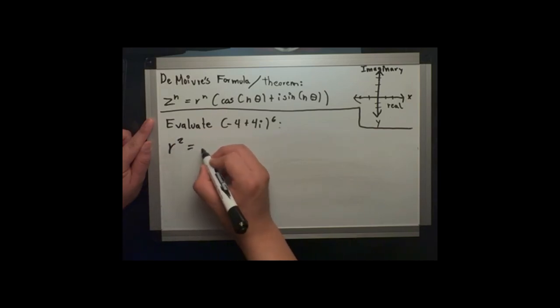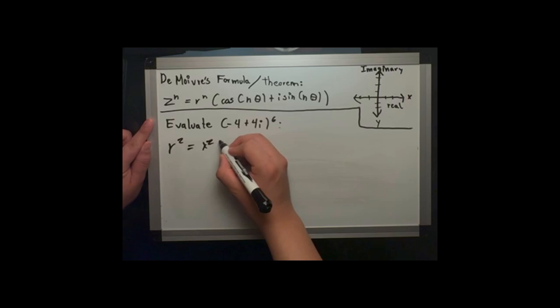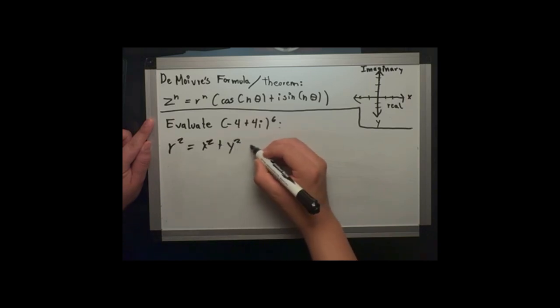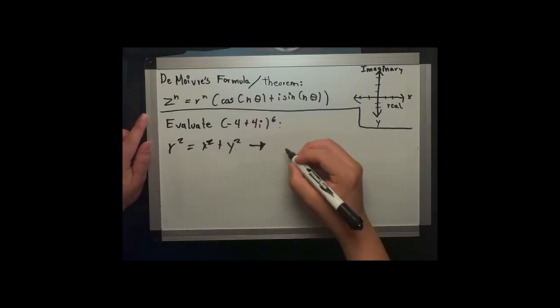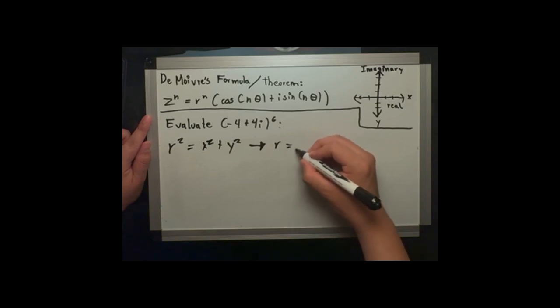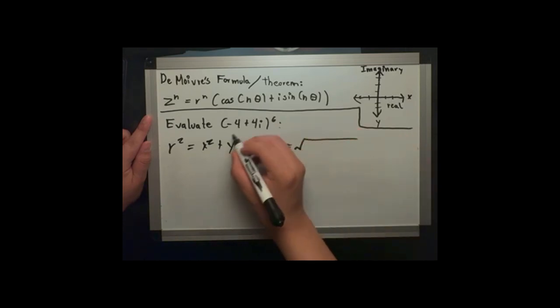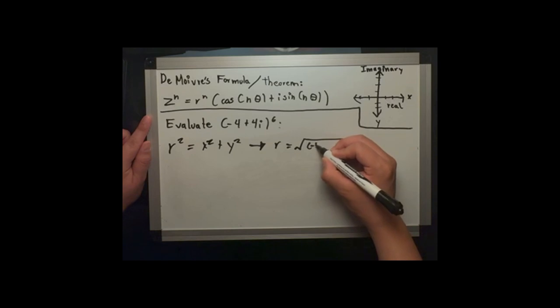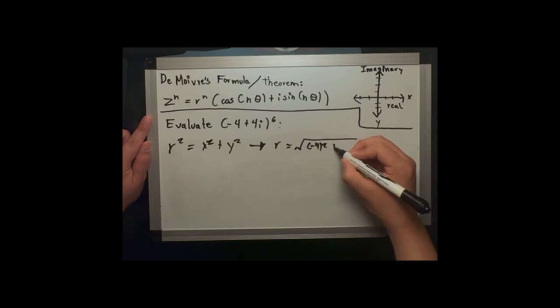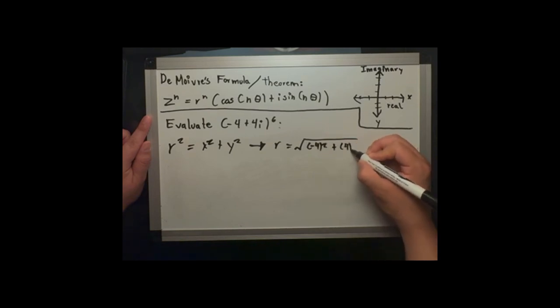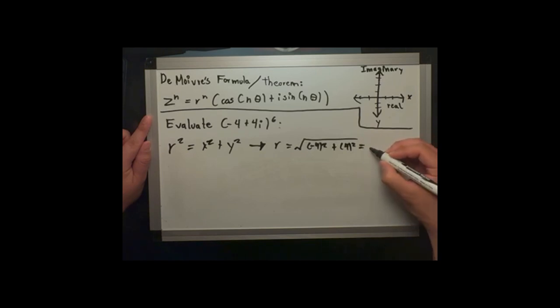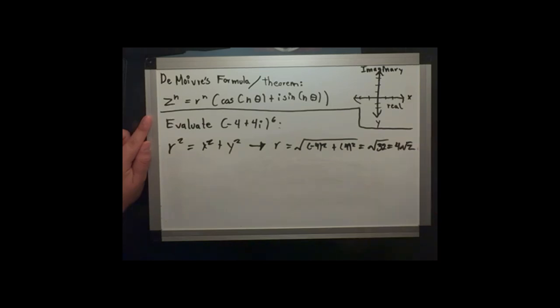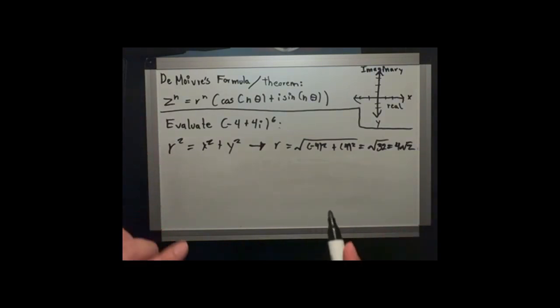And as we know, r squared is going to be equal to x squared plus y squared. And following this formula, we find that r is going to be equal to the square root of -4 squared plus 4 squared, which in this case is going to be the square root of 32, which simplifies to 4 radical 2. Now, the other part that we're still missing is going to be theta.